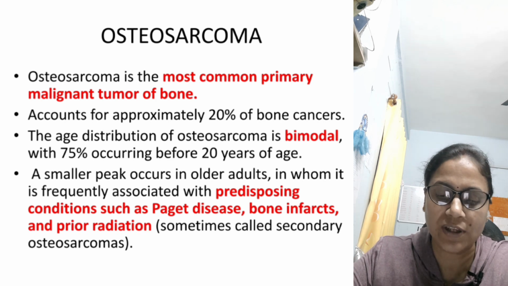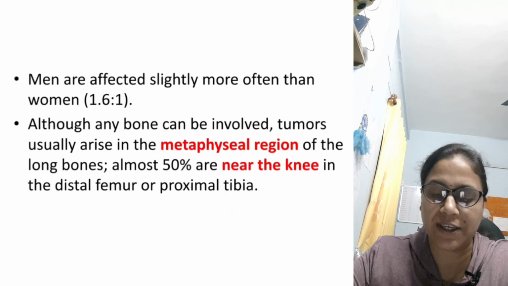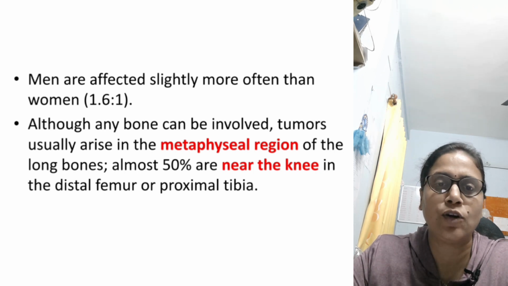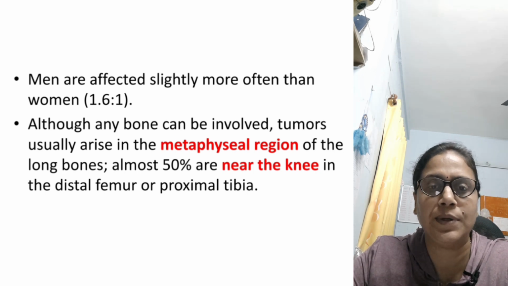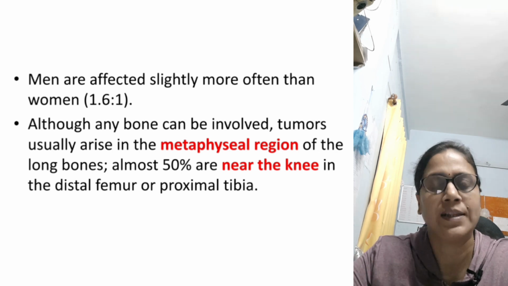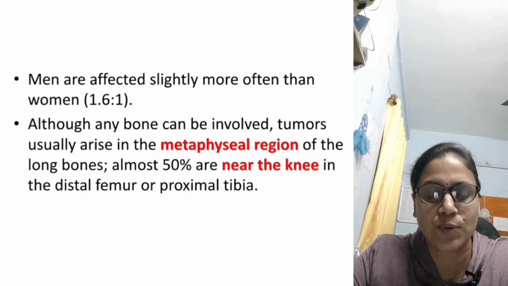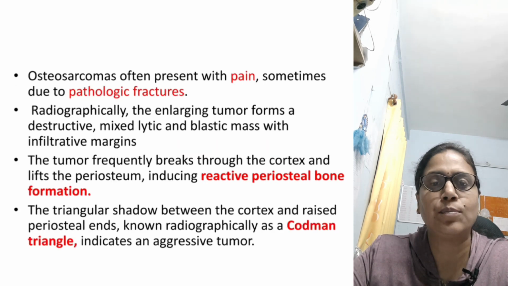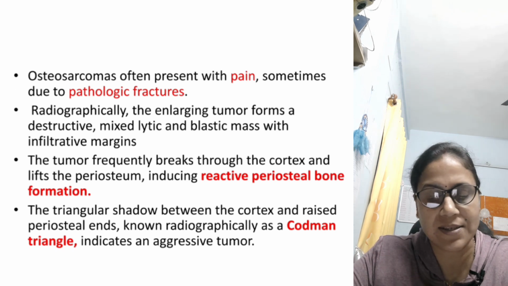Men slightly more than female. It arises in the metaphyseal region near the knee. So, distal end of femur and proximal end of tibia are the most common involved long bones in this tumor. It presents with pain and pathological fractures. Radiographically, there are both lytic as well as blastic masses.